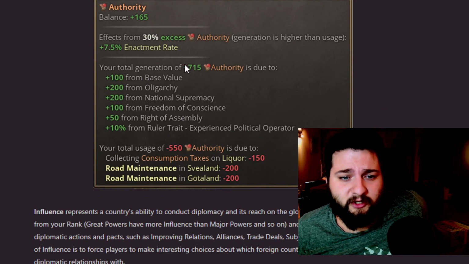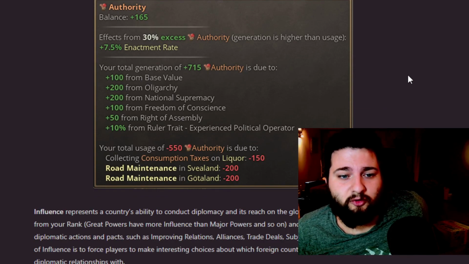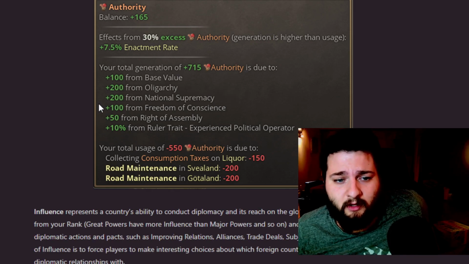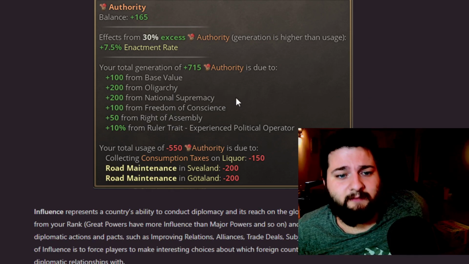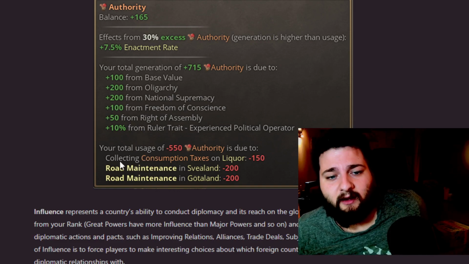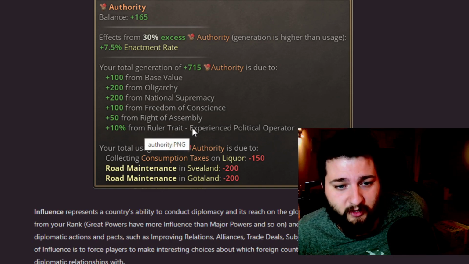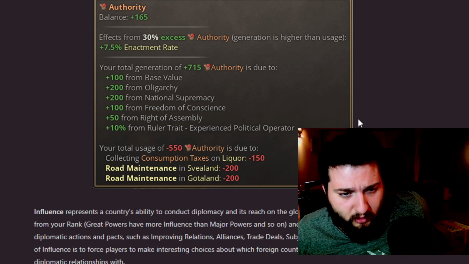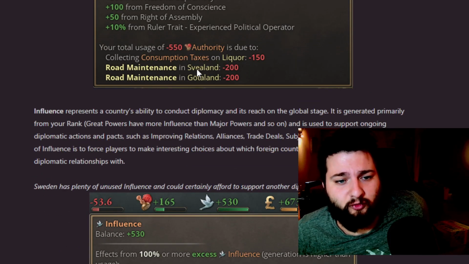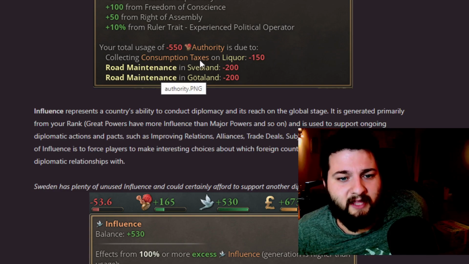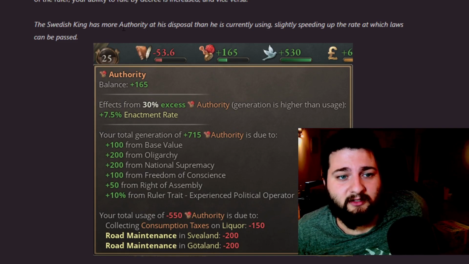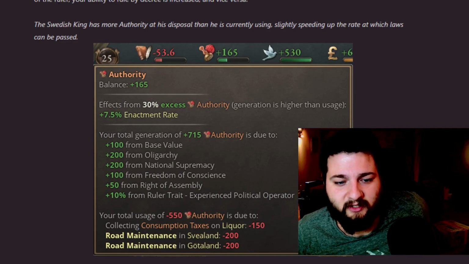So your total generation of 755 authority is due to 100 from the base value, 200 from oligarchy, 200 from the national supremacy, 100 from freedom of conscience, 50 from right of assembly, and an additional 10% from the ruler trade, experienced political operator. Your total usage is 550 authority, and it is due to collecting consumption tax on liquor. Ooh, so that's like discouraging, I guess. Discouraging a certain good by collecting extra tax on it.